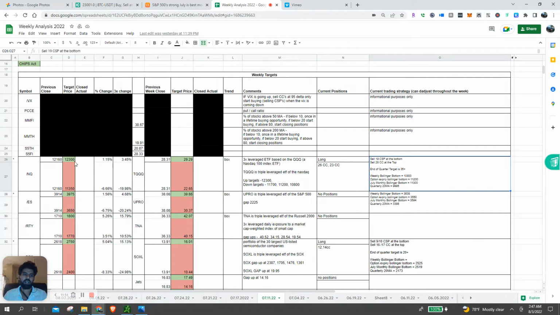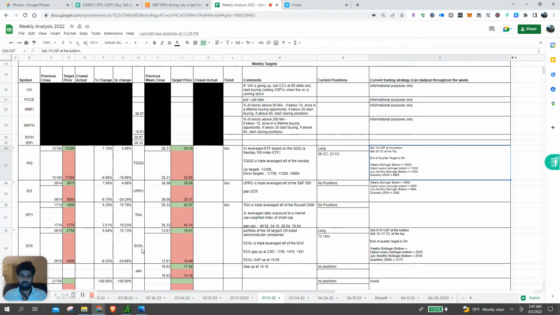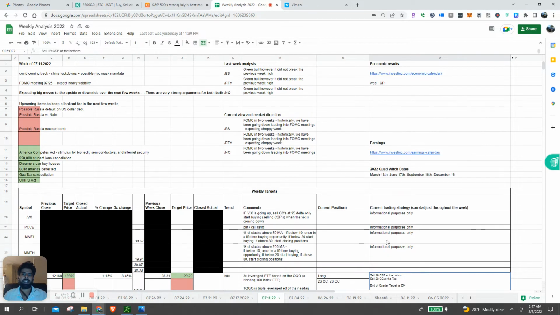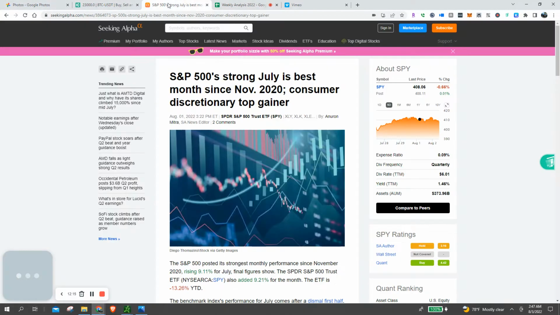That's when an overall massive move to the upside was established, with an end of quarter target of 35 on TQQQ and an end of quarter target of 20 on SOXL. And that in itself turned into the strongest July since November 2020. Everyone who is part of our subscriber program gets these alerts, and we made an absolute killing over the past month.